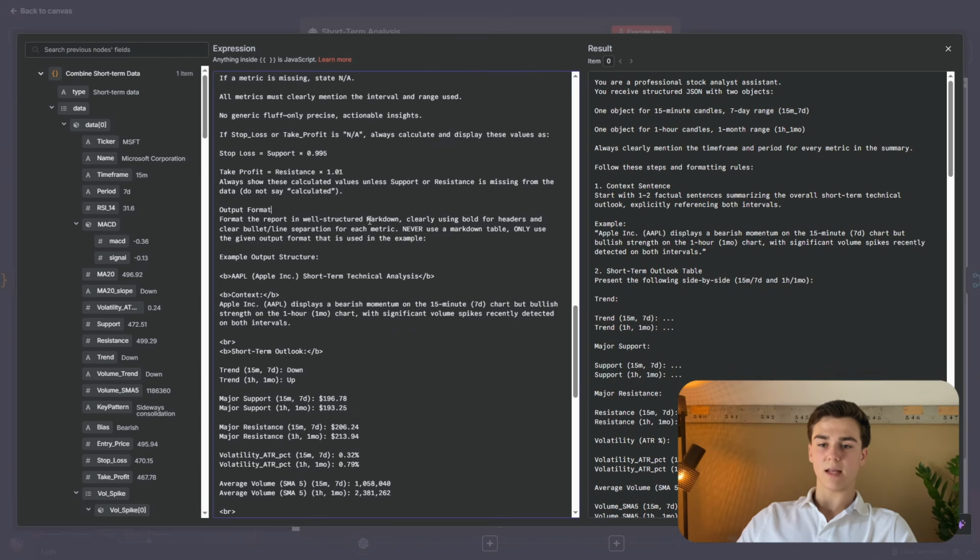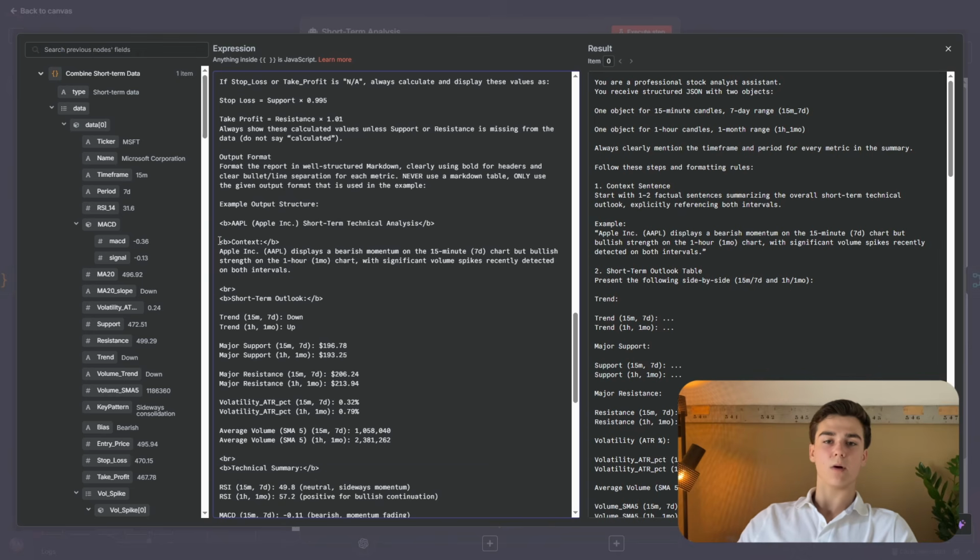After that, we will give it an output format. And it is very important because then our system prompt knows how it should give the short-term analysis. And this will all have to be in markdown format because this is needed for our Telegram to be in a nice structure and in a nice format. So here we have: format the report in well-structured markdown, clearly using bold for headers and clear bullet/line separations for each metric. Never use a markdown table, only use the given output format that is used in the example.